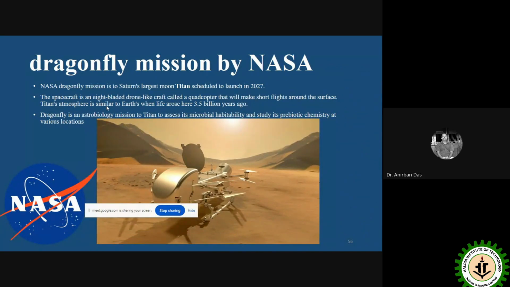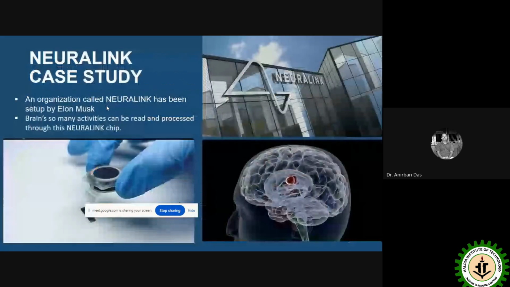And you see the Titan mission, the Dragonfly mission to Titan by NASA, that is going to fly by 2027, right? They intend to study microbial habitability and prebiotic chemistry at different locations of Titan that will be experimented on. So here also we have a huge role of machine learning and AI.